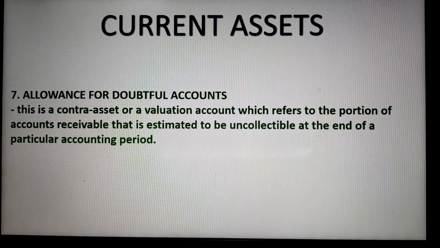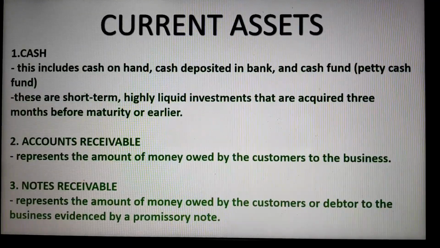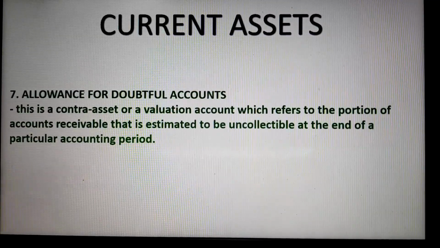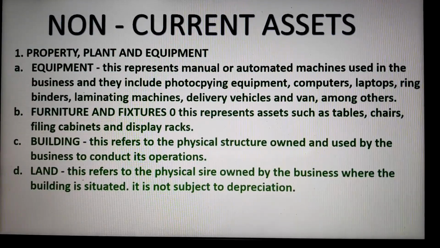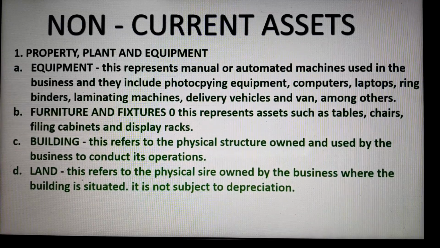So those are the current assets. We have cash, accounts receivable, notes receivable, inventories, unused supplies, prepaid rent, and allowance for doubtful accounts. Now we proceed to non-current assets. In the non-current assets, we have property, plant, and equipment. So these are the property, plant, and equipment classifications.